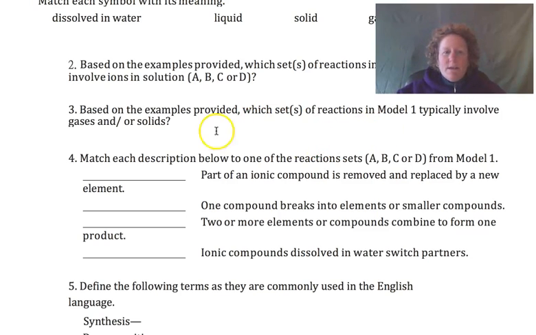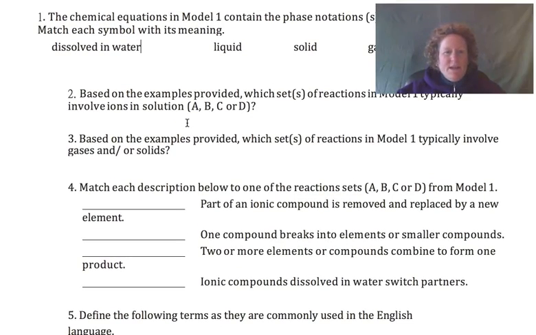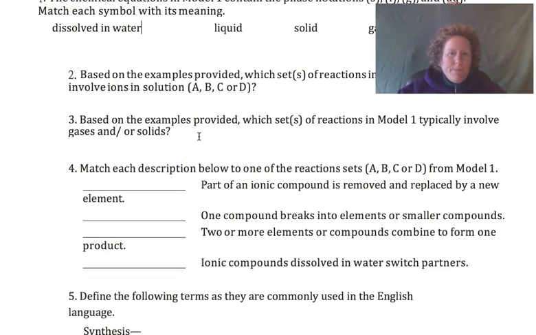For gases and solids, you can look in group A, B, C, and D for these notations S, G, and L to figure out which reactions involve solids, liquids, and gases. For number 4, match each description to one of the reaction sets.